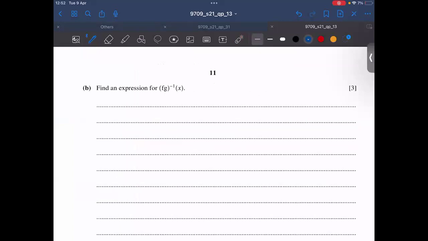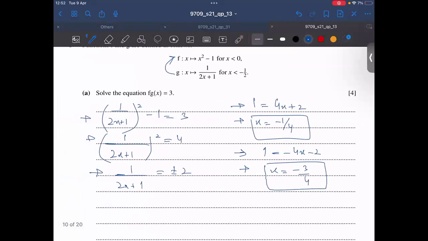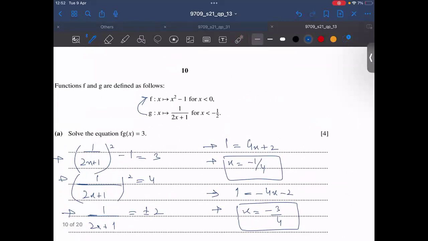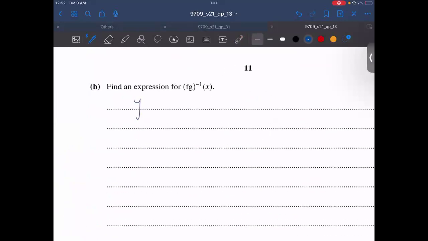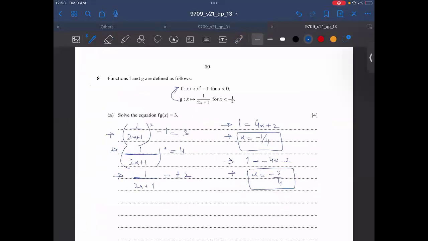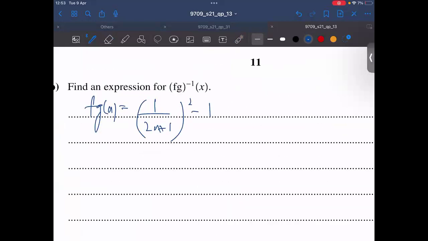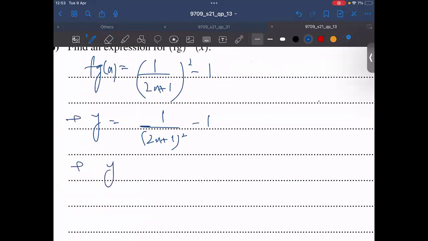Okay, we have to find out the expression for fg inverse. First we have found fg of x. That is 1 over (2x plus 1) whole square minus 1. So we have y equivalent to 1 over (2x plus 1) whole square minus 1. That is fg of x. I'm going to replace it with y. So it's going to be y plus 1 is equivalent to 1 over (2x plus 1) whole square.